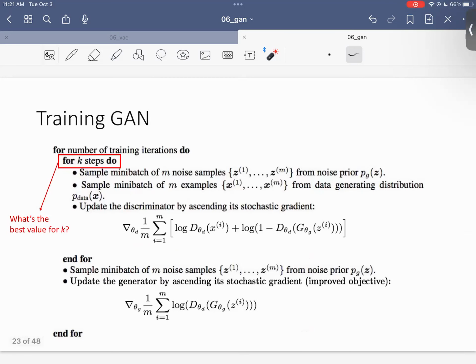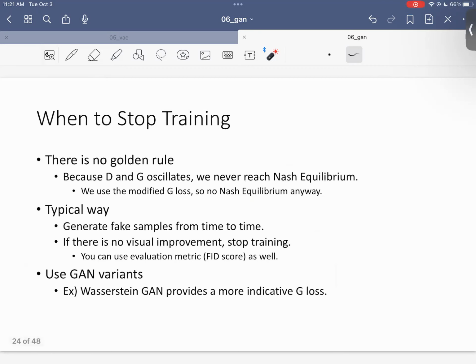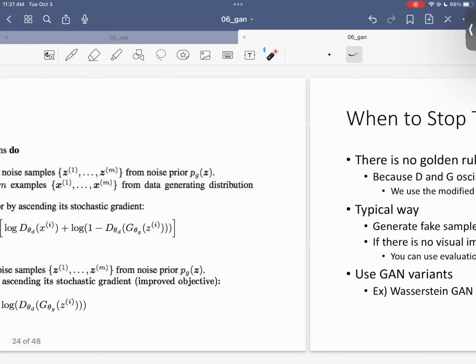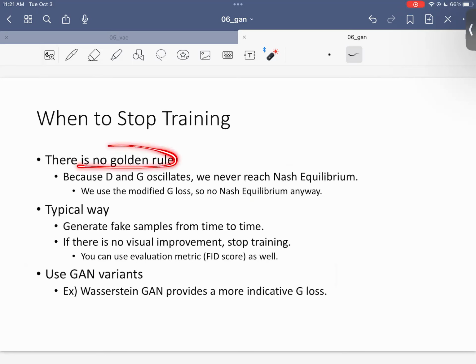Right, so what's the best value of K? We don't know. We just need to try them out. So when to stop training? As I said, there's a predetermined number of training iterations that you need to reach. But in reality, you don't really know. There is no golden rule for when to stop training.